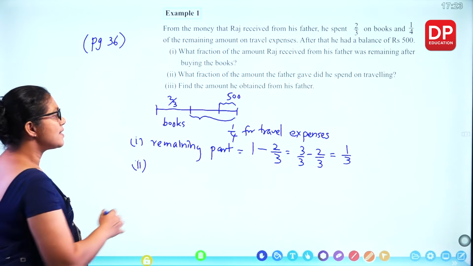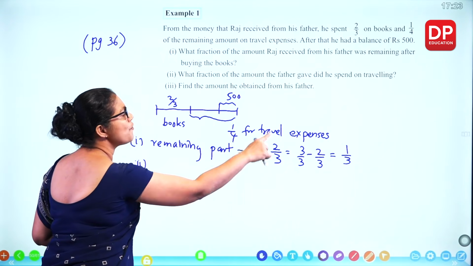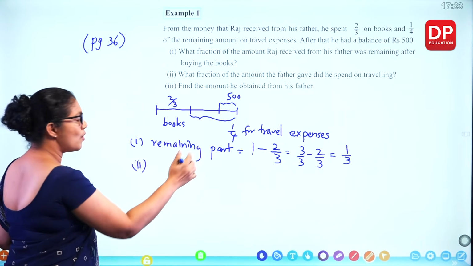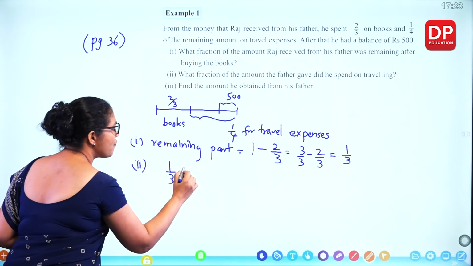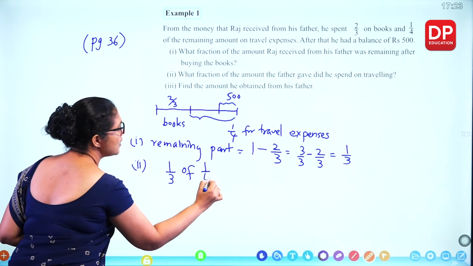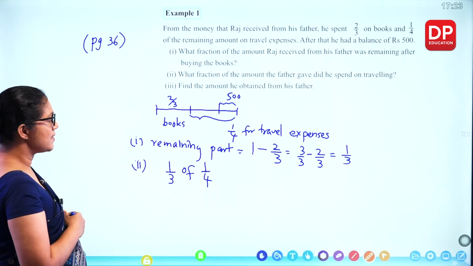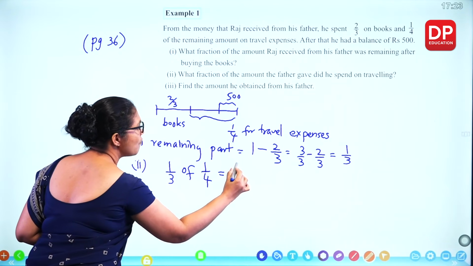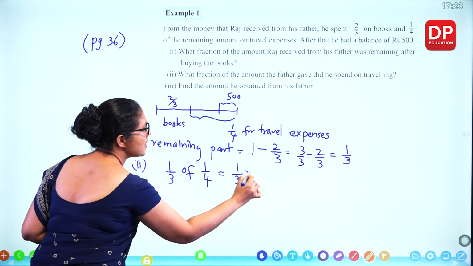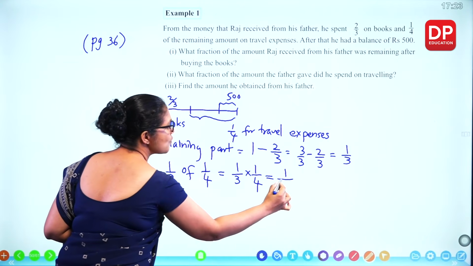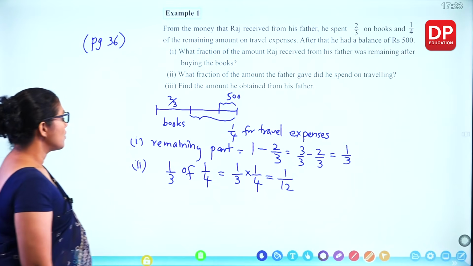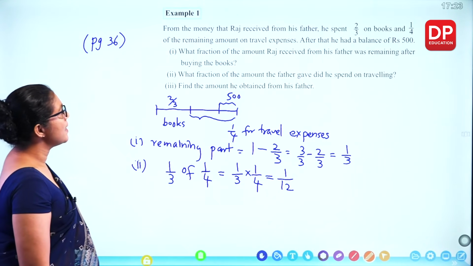Then they ask, second part, what fraction of the amount the father gave did he spend on traveling? Now it says 1/4 of the remaining part. We know 1/3 is the remaining part, and 1/4 of it is for travel expenses. So what is 1/3 of 1/4? You multiply: 1/3 times 1/4 gives 1/12. So that's for travel expenses.